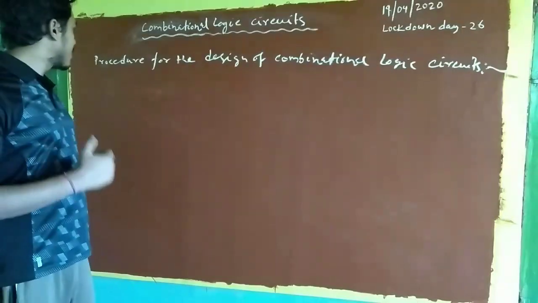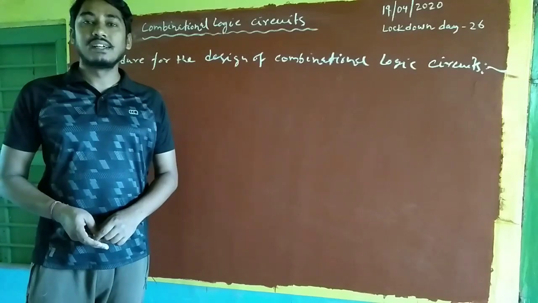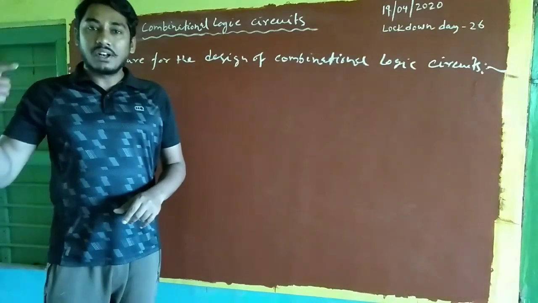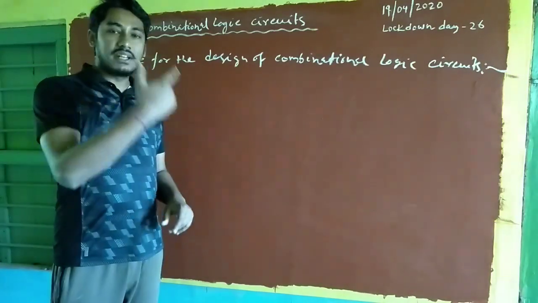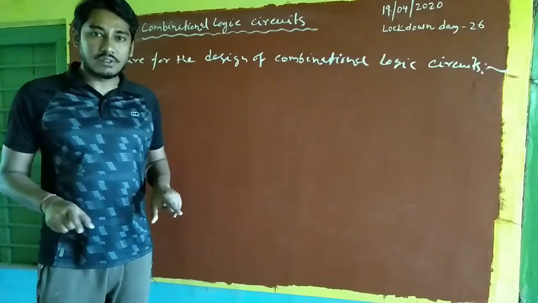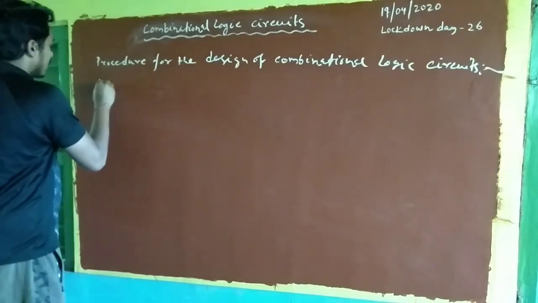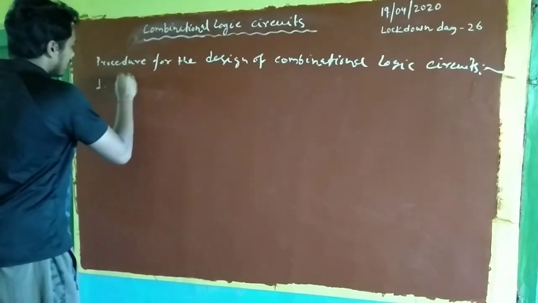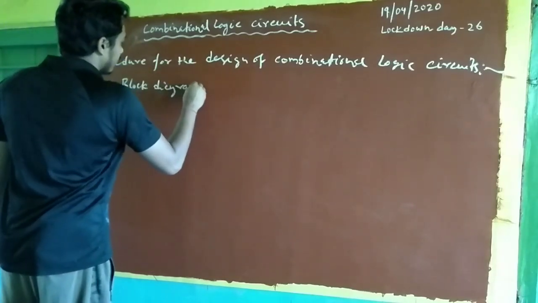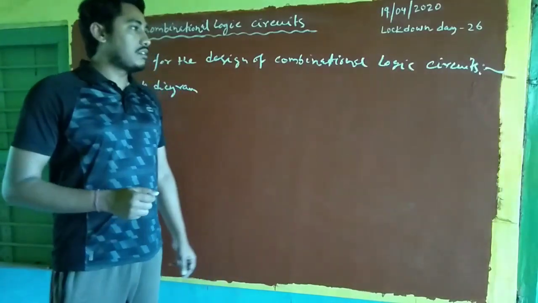Now here the first step to design the combinational logic circuit is the drawing of the block diagram. From the given word description of the problem we need to identify the inputs, we need to identify the outputs. So based on the inputs and outputs we need to draw the block diagram. So first step is block diagram.